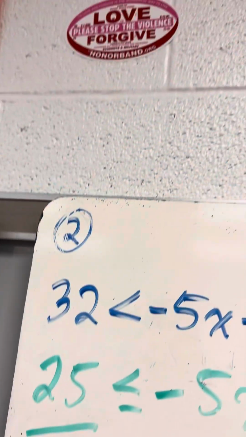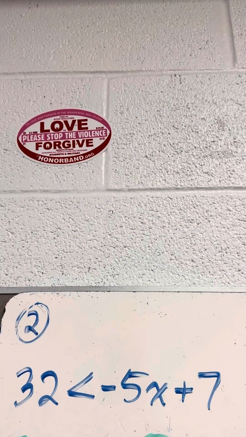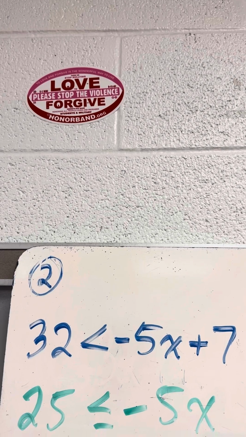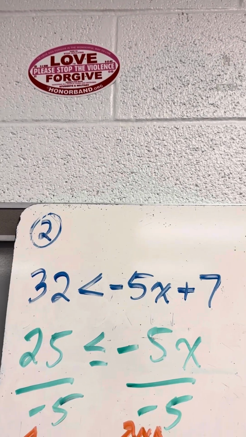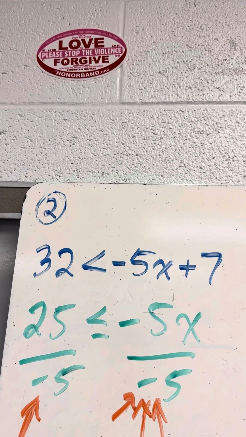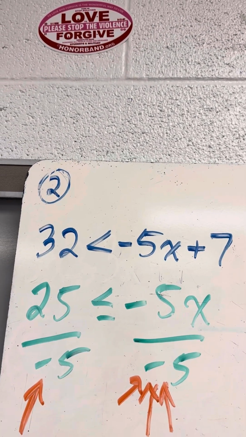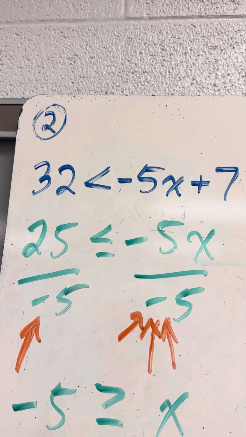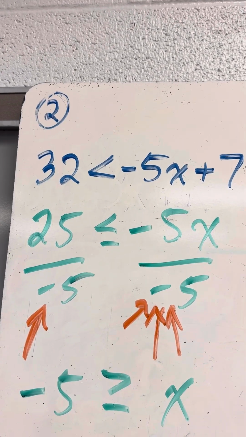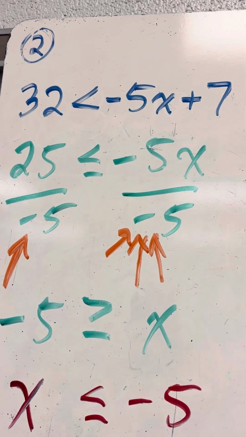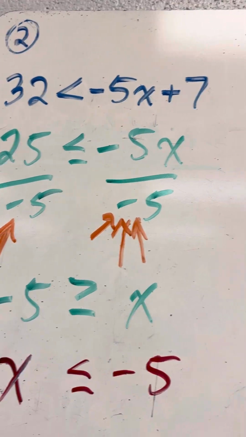Same thing here. First, we're going to do minus 7 to both sides. It's going to give me 25 less than or equal to negative 5x. Divide by negative 5. When you divide by a negative, flip the sign. Negative 5 greater than or equal to x. X needs to be on the left. Okay, x is less than or equal to negative 5.